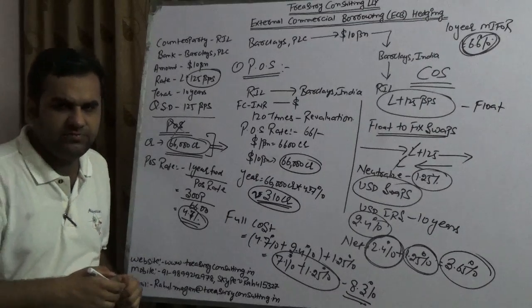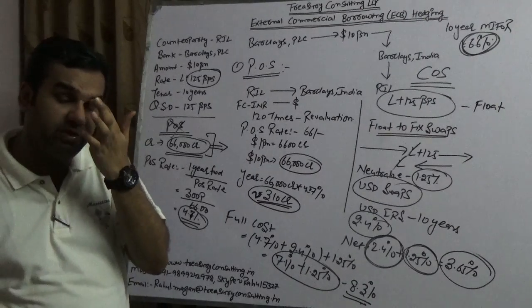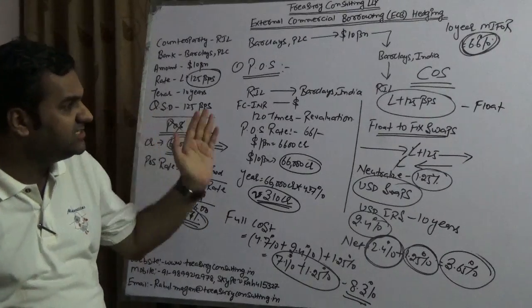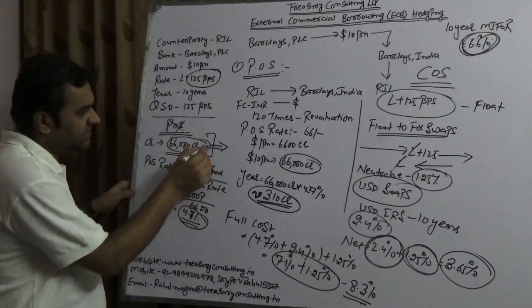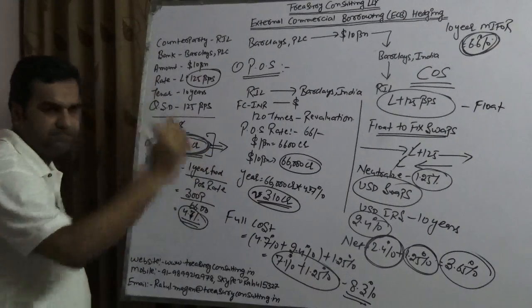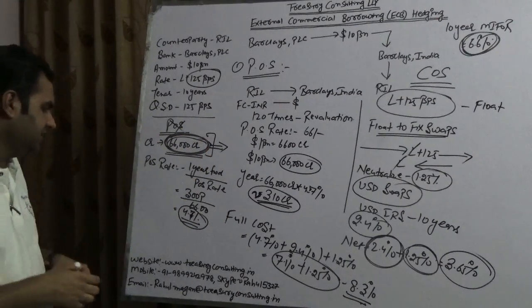In the next videos, we talk about how Reliance is going one level higher, and they are hedging this via, they are taking ECB and they are hedging this 66,000 crore also. This figure.